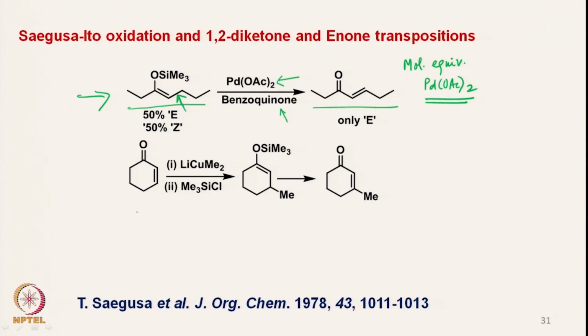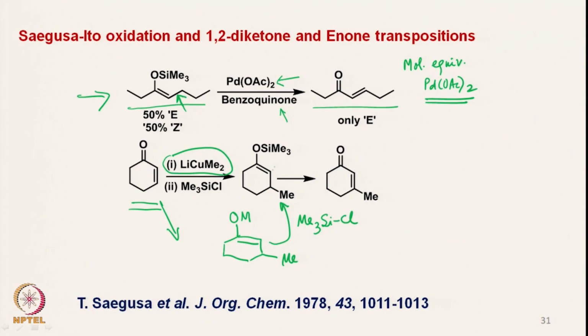Now if one extends this and applies it in a different way, one can start with an enone, say cyclohexenone, and add a methyl group by lithium dimethyl cuprate. The particular cuprate that is going to form would look something like this here, O and M, where M is a copper and lithium species, and then this is converted into this enol silyl ether by Me3SiCl.